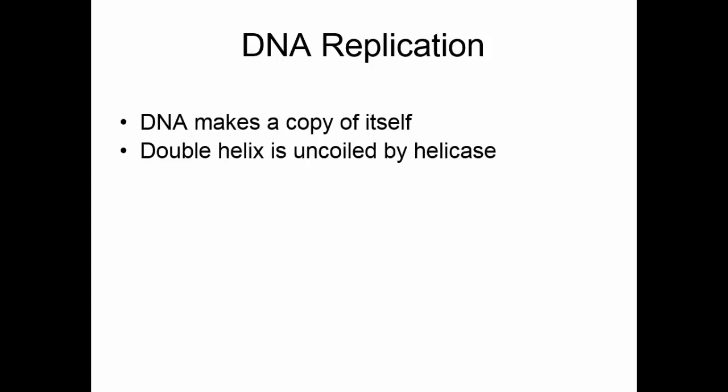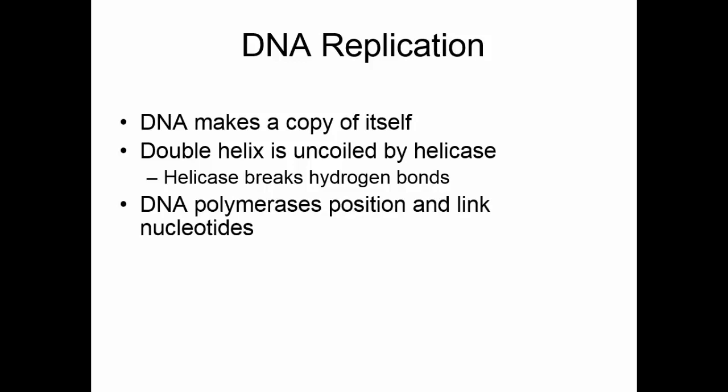DNA replication occurs during the S phase. This is when DNA makes a copy of itself. You'll remember that DNA is a double helix, so the first thing we have to do is uncoil it, and an enzyme called helicase does this. As it uncoils it, it also breaks the hydrogen bonds and unzips it. We then have another enzyme called DNA polymerase that positions and links the nucleotides.